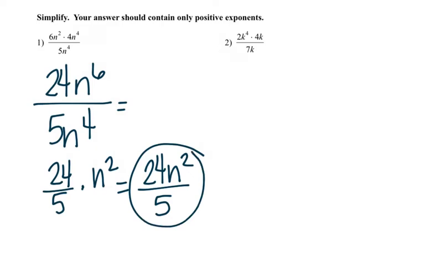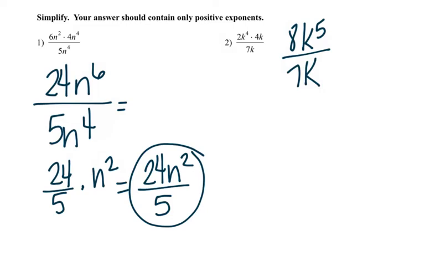Now we're going to look at number 2. Remember, our first step was combining the top because we can use the product property there. So we have 2k to the fourth times 4k to the first power. So that's going to give us 8k to the fifth over 7k.